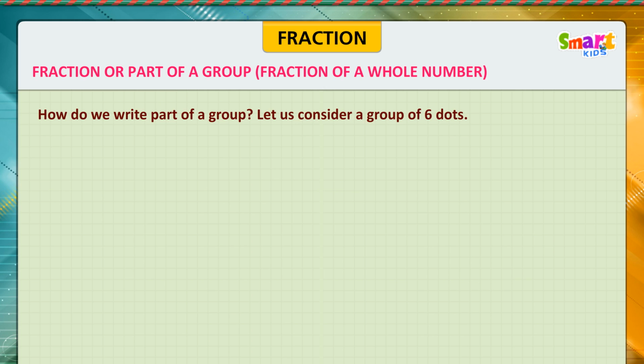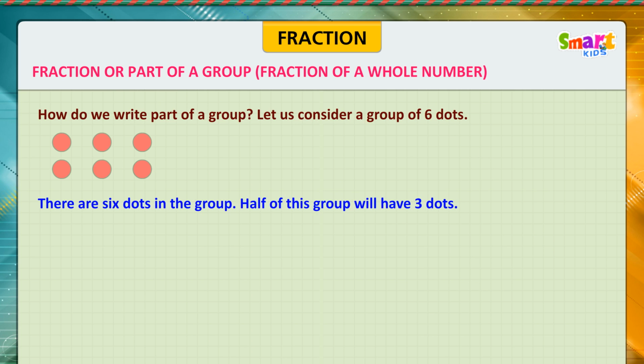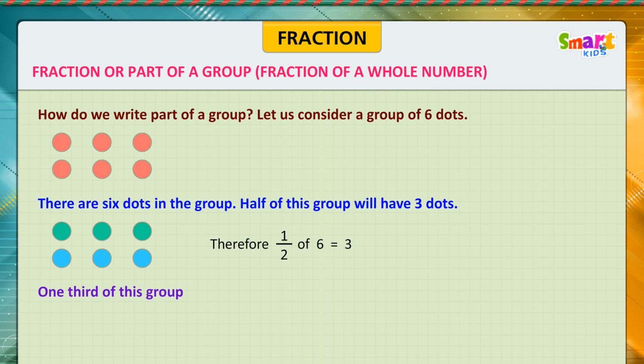Let us consider a group of 6 dots. See the dots. There are 6 dots in the group. Half of this group will have 3 dots. Therefore, 1/2 of 6 is equal to 3. Now 1/3 of this group. See the dots. Similarly, 1/3 of 6 is equal to 2.